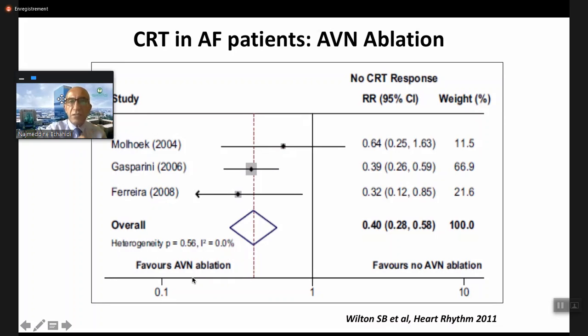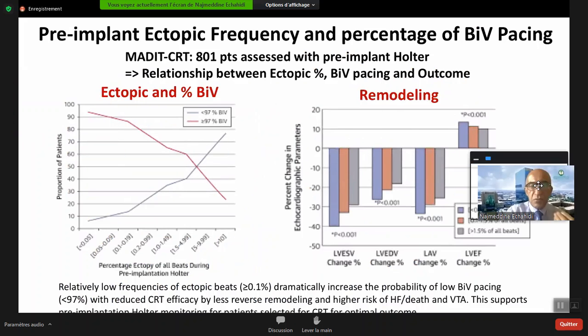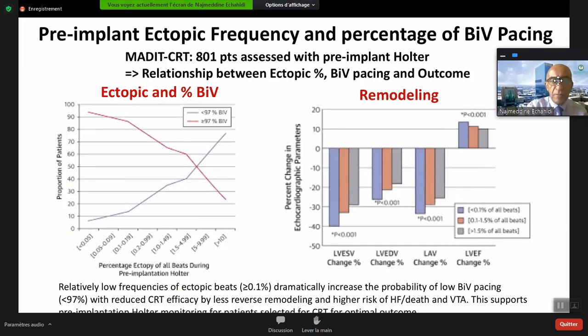It doesn't make sense at all to have a patient with a CRT where the heart rate is not controlled during atrial fibrillation. It's highly indicated to ablate the AV junction. What about ventricular ectopy? Many of our patients with heart failure present a lot of ventricular ectopy.